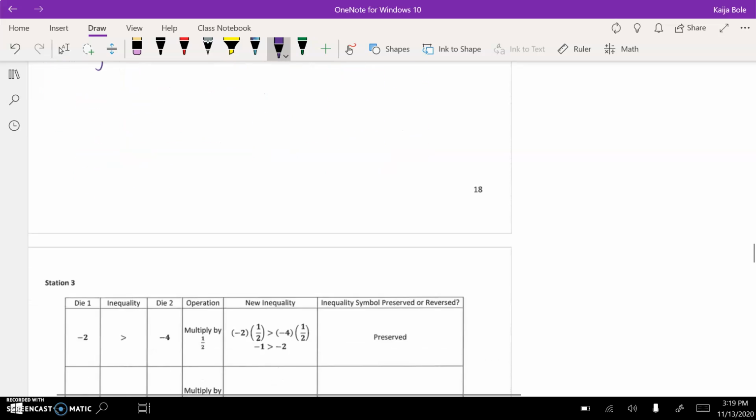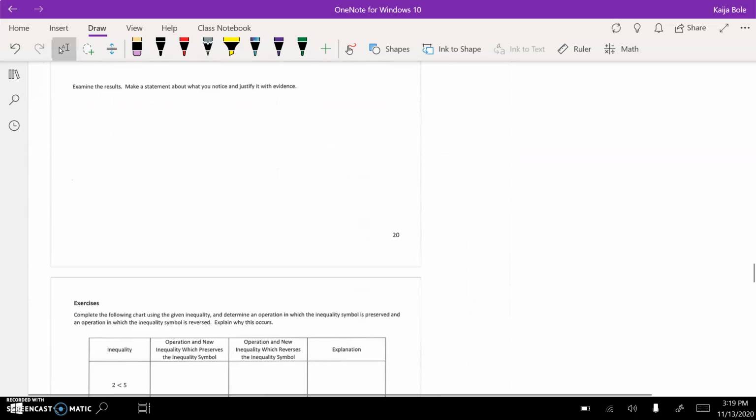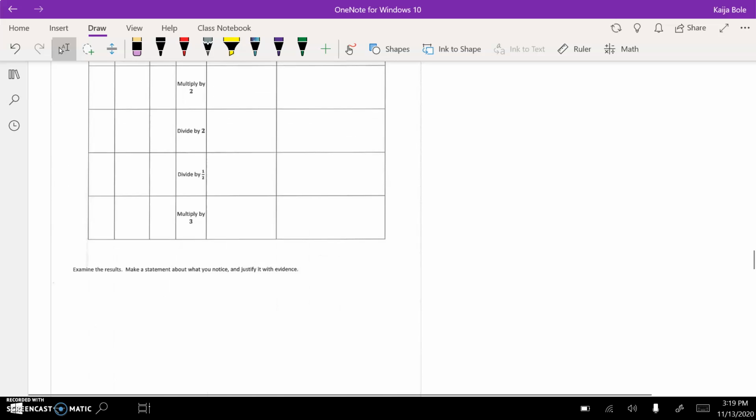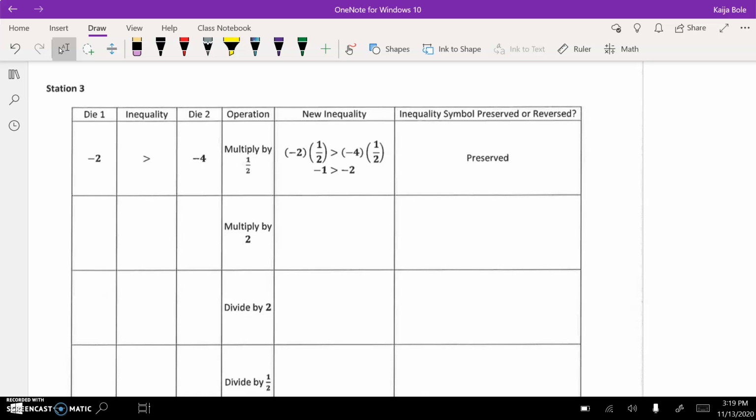Okay, and then go ahead and flip the page. All right, we've got a few more stations to go here. Station 3, I'm multiplying by, let's see, I got a fraction first, so let's go down to the whole number. So let's say we have 3 is less than 4. I'm multiplying both of these by 2. So 3 times 2, is that less than 4 times 2? Well, 6 is still less than 8, so this is preserved.